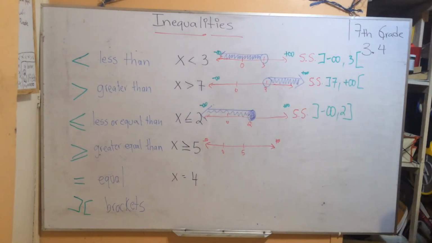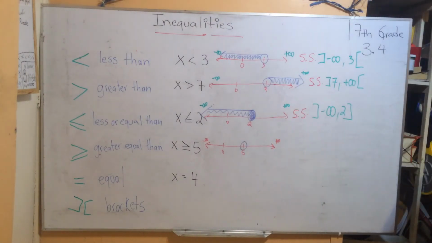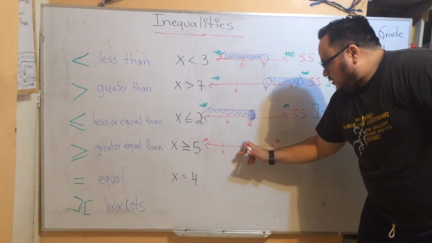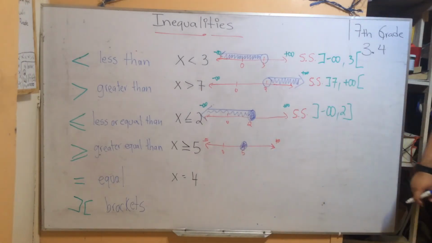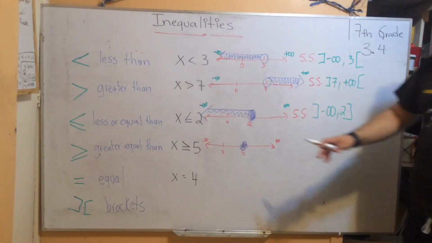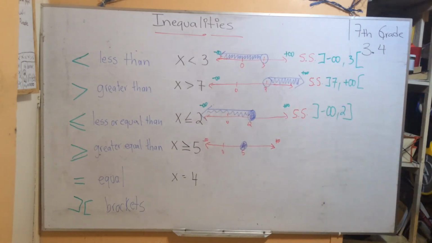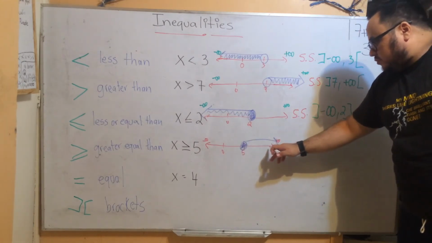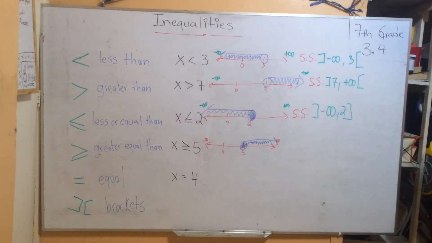First we locate our point. Is 5 included? Yes, because we're looking for greater or equal. So this point is colored. Also, we're looking for the numbers that are greater than 5. Are they to the right or to the left? They're to the right. So we're looking for all of these numbers, and all of these numbers are included.